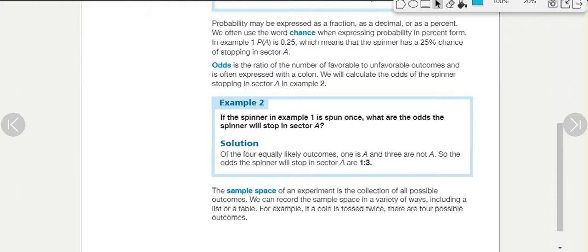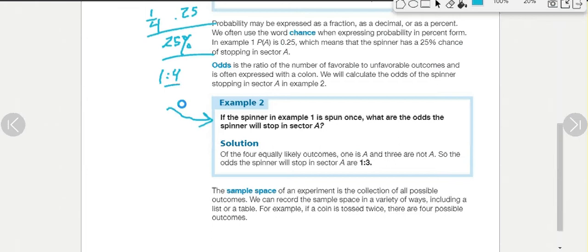Odds is where we show it with a colon. Calculate the odds of the spinner stopping in sector A. The odds would be 1 to 4. So instead of showing it 1 over 4 or 25% chance, like with rain and stuff, we show odds with a colon. And probability, again, looks like that. Looks like that. Or 0.25. Okay, so those are 3 ways we can talk about the same thing.